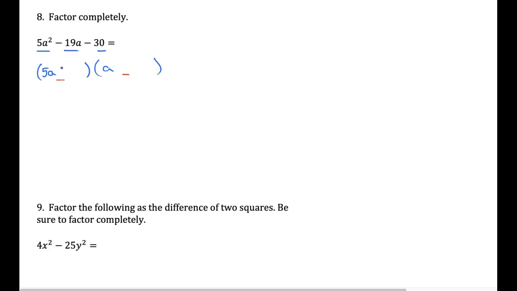So I'm either going to have plus and minus like this, or I'm going to have 5a minus and a plus. I'm going to get rid of those red lines because that's a little confusing. Okay? So those are our two choices. And we just have to figure out what's going to go in there.